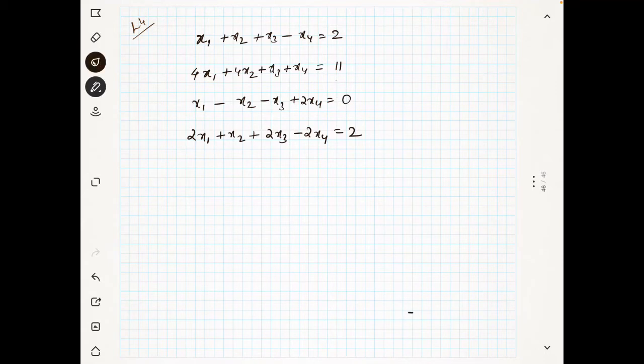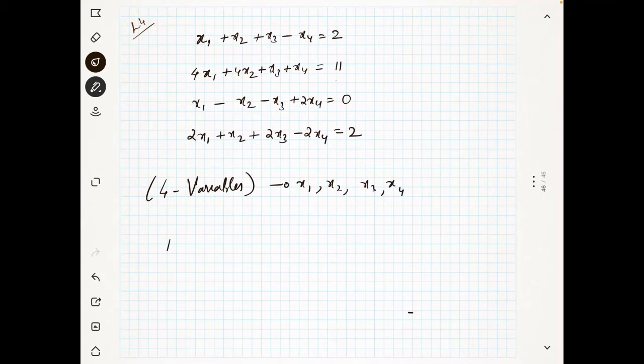x1 plus x2 plus x3 minus x4 is equal to 2. 4x1 plus 4x2 plus x3 plus x4 is equal to 11. x1 minus x2 minus x3 plus 2x4 is equal to 0. 2x1 plus x2 plus 2x3 minus 2x4 is equal to 2. So these equations are of 4 variables. What are the variables? You have the variables x1, x2, x3 and x4.